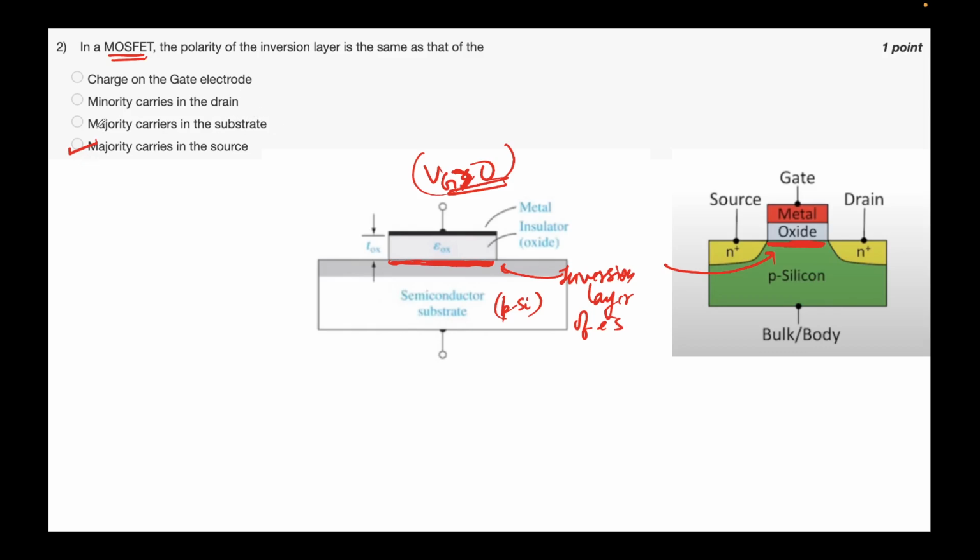The option saying the inversion layer is the same as the majority in the substrate is incorrect, because the inversion layer is the minority in the substrate, right? And source and drain will have to be the same polarity. So this is n plus type, this is also n plus type.